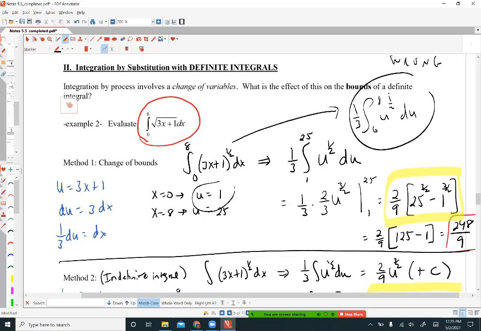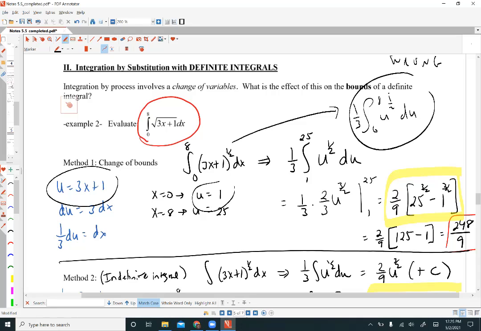See how it's a different variable? They're different. The first was 3x plus 1 raised to the 1/2, so it's not equal to the integral of x to the 1/2 from 0 to 8 multiplied by 1/3. So when you change the variable like we're doing right here, u equals 3x plus 1, you must change the limits of integration.